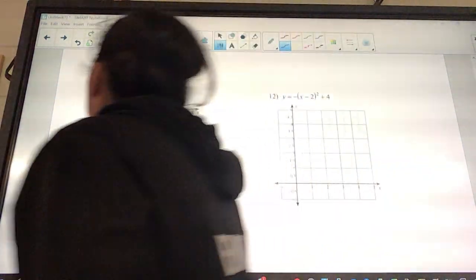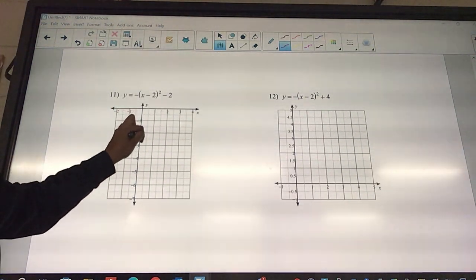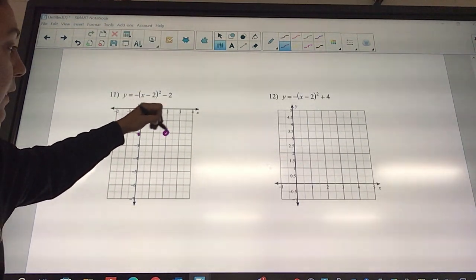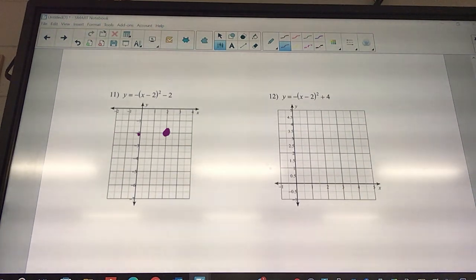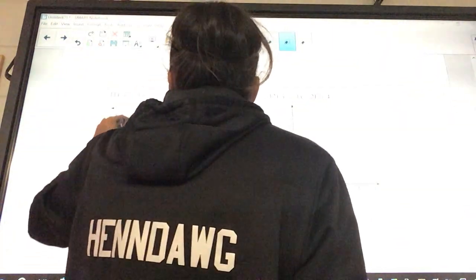Okay, 11. What does a minus 2 on the outside do? Down 2. A minus 2 on the inside. To the right 2. Okay, that's our vertex. Does this graph open up or down? It opens down. So rather than going up 1 over 1, we're just going to go down 1 over 1. Okay, that's the only difference.